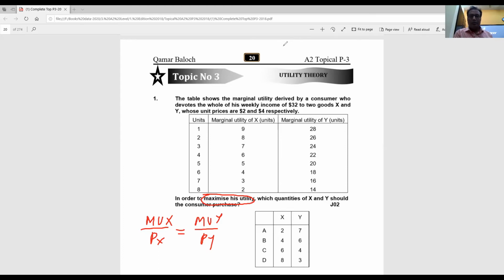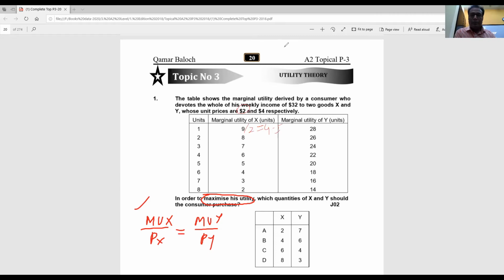So we know the marginal utilities of X. These are marginal utilities of X. We know the price of X, that is $2. So for satisfaction of this equation, we now have to divide marginal utilities by price. The marginal utility of X on the first unit is 9. So 9 divided by 2 will give us 4.5. Marginal utility of X divided by price of X, like 9 over 2, gives us 4.5.